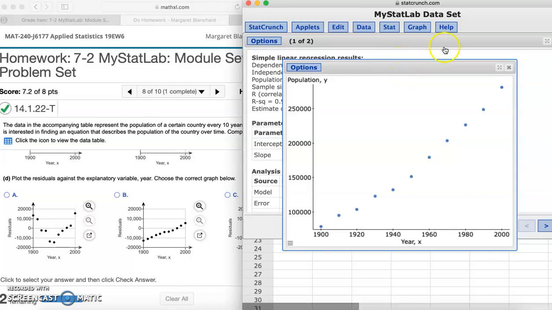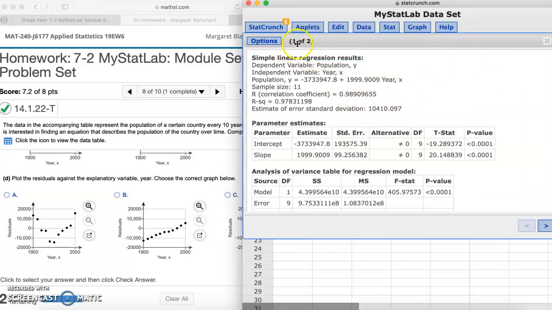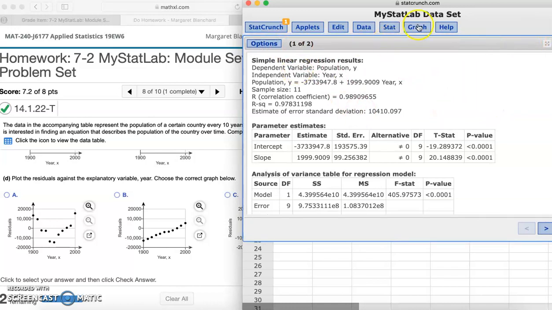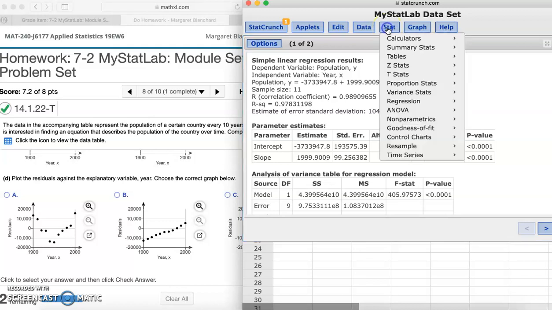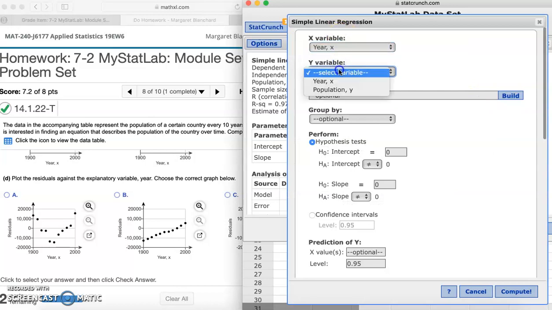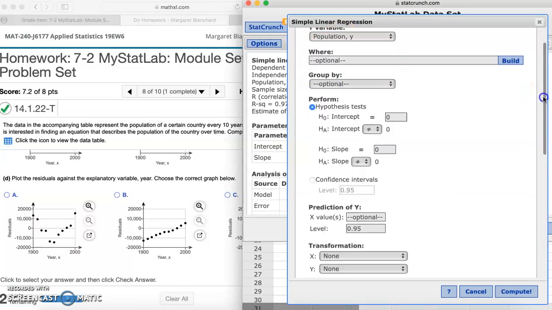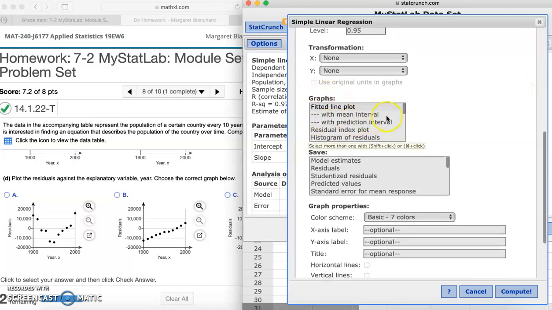So what I'm going to do really quick, I'm going to exit out of that one, but I'm going to show you, let's start over and run our linear regression, because there's an option in there for which graphs to retain. And one of them is the residuals against the explanatory variable. So we're going to go Stat, Regression, Simple Linear. Again, we're going to select X and Y, and we're going to scroll down. See where it says graphs you can keep. So let's scroll down to residuals versus X values. So it tells you right there.